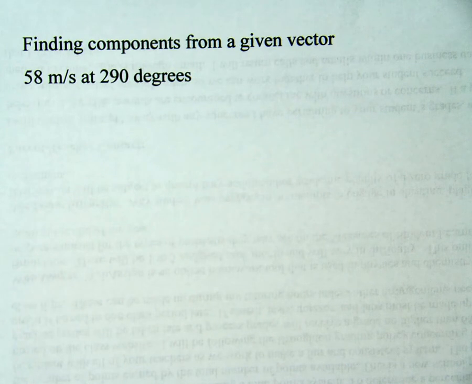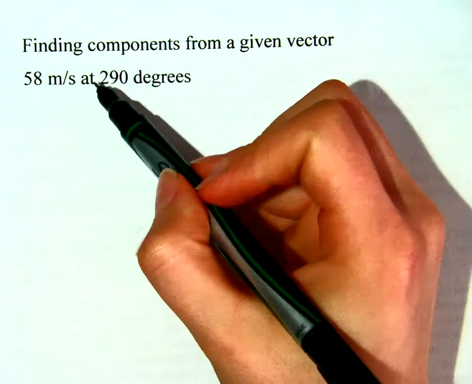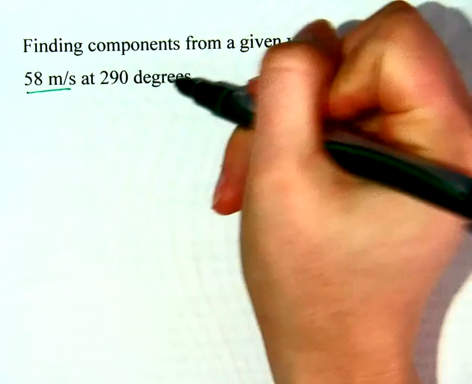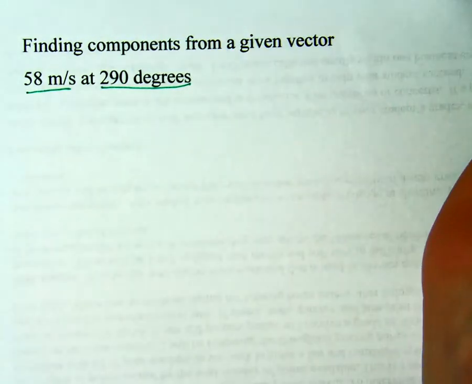In this video tutorial, I hope to show how we can find the components from a given vector, meaning how can we find those x and y components, breaking the vector down into x and y components from the magnitude and the direction. Remember, all vectors will have a magnitude and a direction, so the vector we'll be working with today is 58 meters per second at 290 degrees.